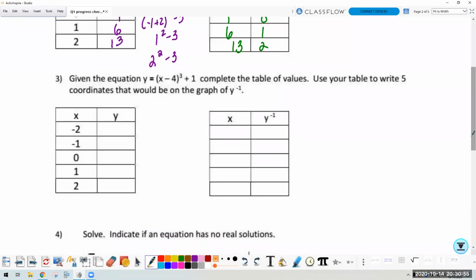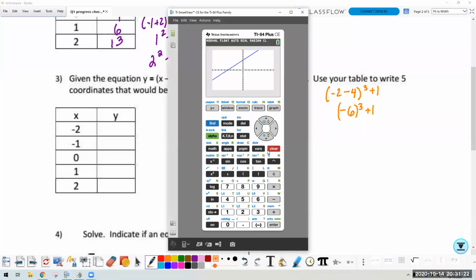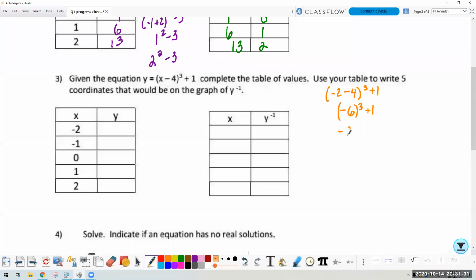All right, here's a similar problem, but now I have x minus 4 cubed plus 1. I'm going to do all my work over here. So we substitute in negative 2. That's negative 6 cubed plus 1. You are allowed to use your calculator. So if you choose to use your calculator for a quantity like negative 6 cubed, this parenthesis is very important. That's negative 216 plus 1, so we get negative 215.